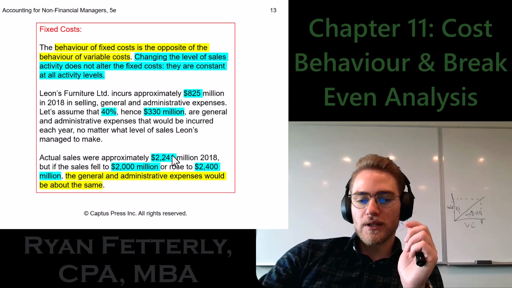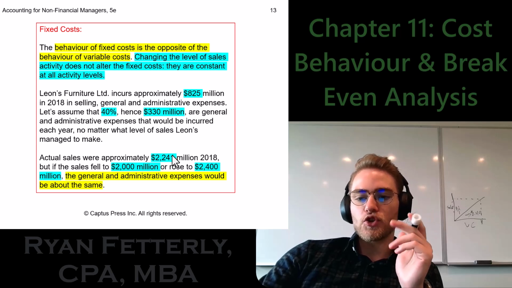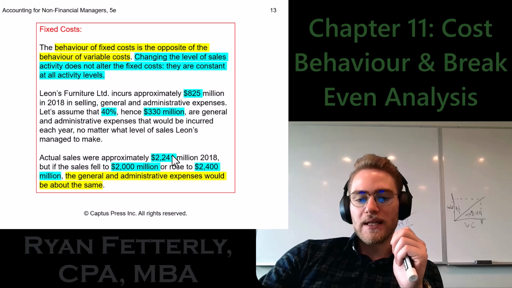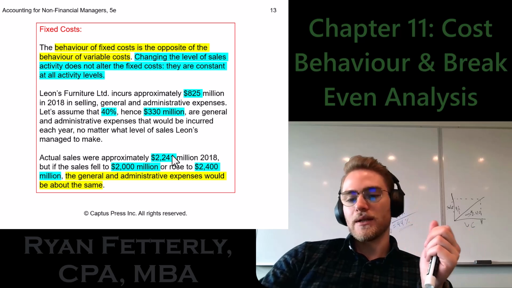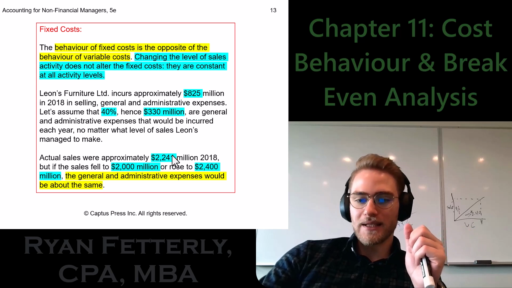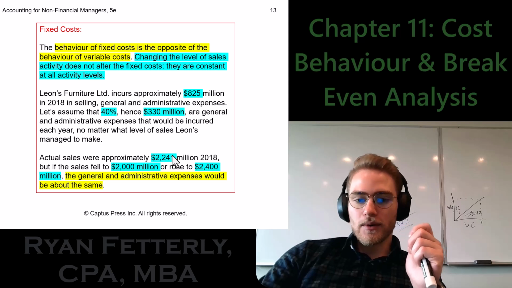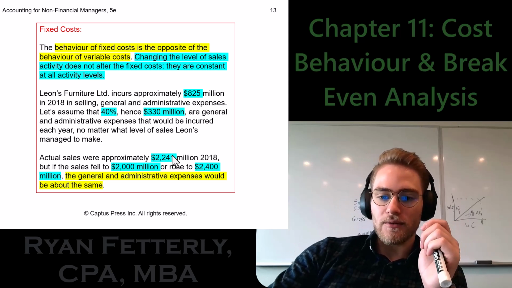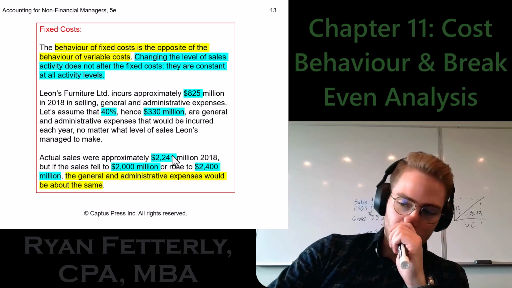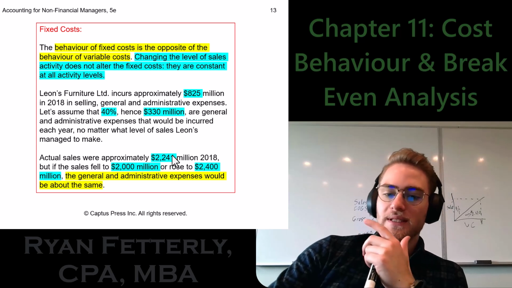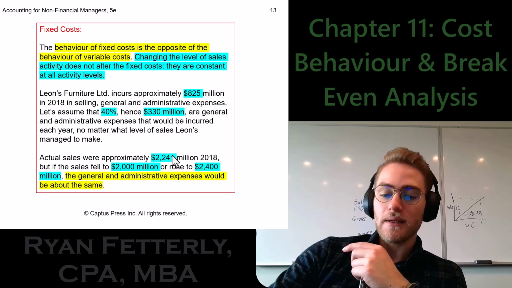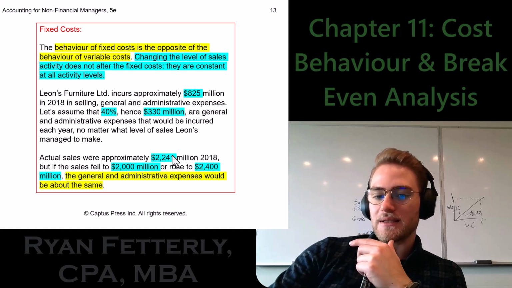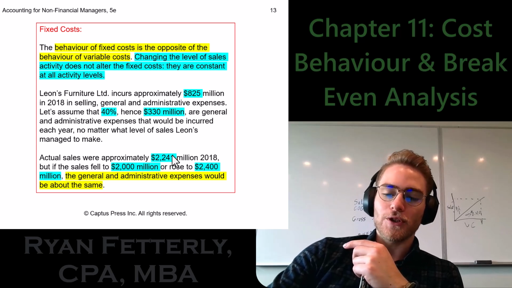So Leon's Furniture incurred approximately 825 million in 2018 in selling, general and administrative expenses. So let's assume that say 40%, hence 330 million, are general and admin expenses. That would be incurred each year, no matter what the level of sales Leon's managed to make. So actual sales were approximately 2.241 billion in 2018. But if the sales fell to say, sorry, this is 2.2 billion.